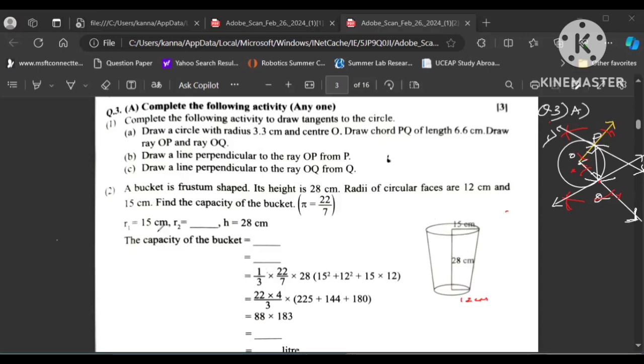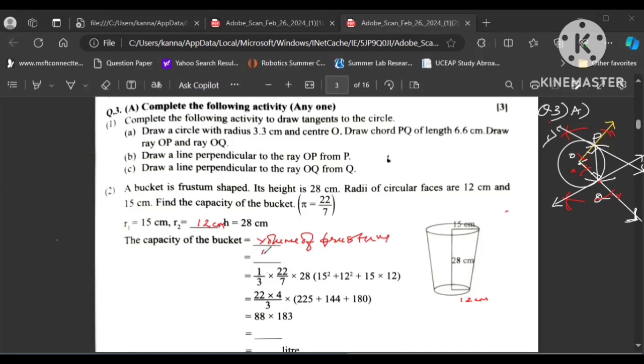Volume of the bucket. Always the bigger radius we take as R1, 15 centimeter. R2 is the smaller radius. How much is the smaller radius, children? R2 is 12 centimeter. Height is 28. Capacity of the bucket is equal to the volume of the frustum.